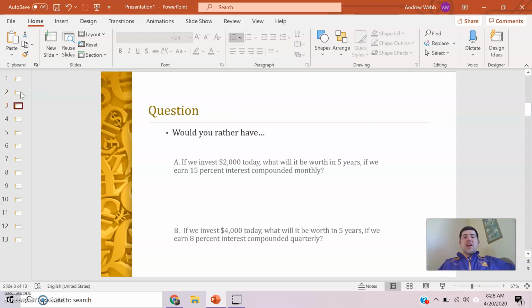So the question is, if we invest $2,000 today, what will it be worth in 5 years if we earn 15% interest compounded monthly? Or if we invest $4,000 today, what will it be worth in 5 years if we earn 8% interest compounded quarterly? Which one would you rather have?